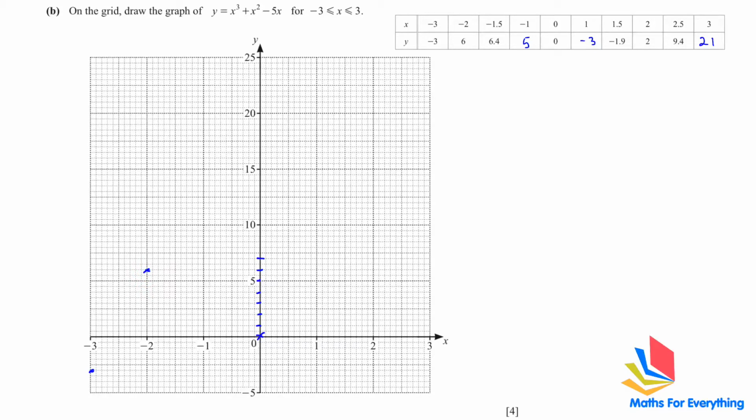And then when x is -1.5, which is here, y is 6.4. And when x is -1, y is 5, which is here. And when x is 0, y is 0, this is here. That's the way we are going to plot all the points. So these are all the points plotted, and now we have to join them together and make a smooth curve. So this is how your curve will look.